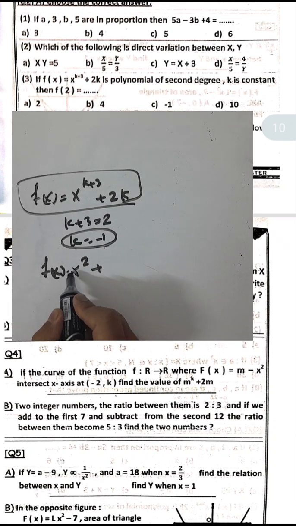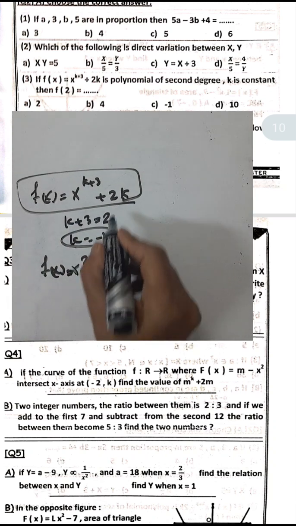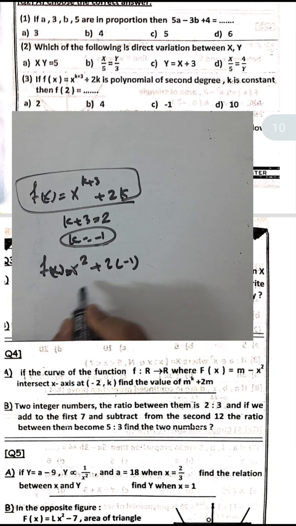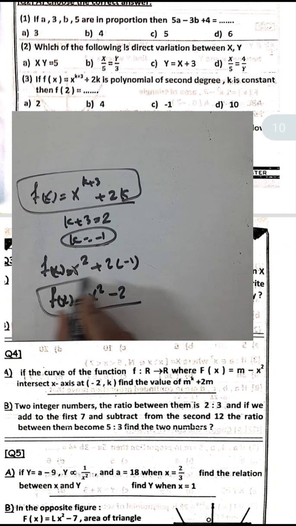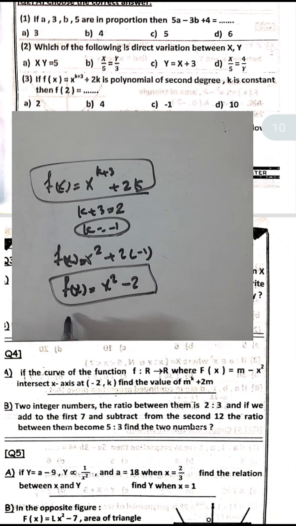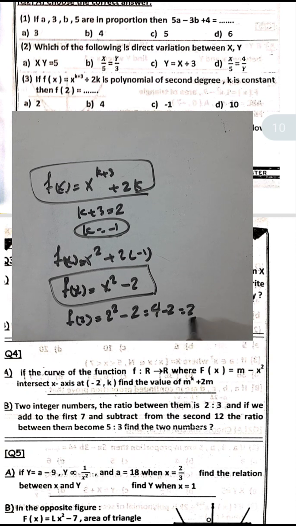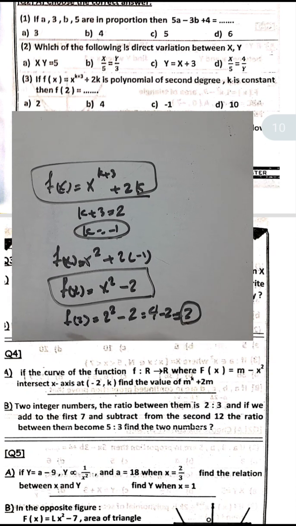f of x equals x power 2 plus 2 product by k, then f of x will be x power 2 subtract by 2. It's a function here. You want to find f of 2, put x equal to 2, 2 power 2 minus 2, it will be 4 minus 2, the result will be 2. Okay, understood?